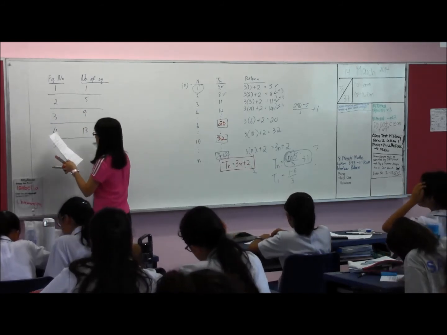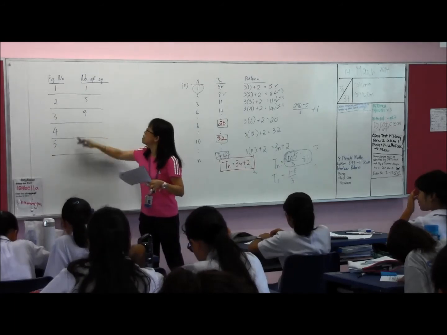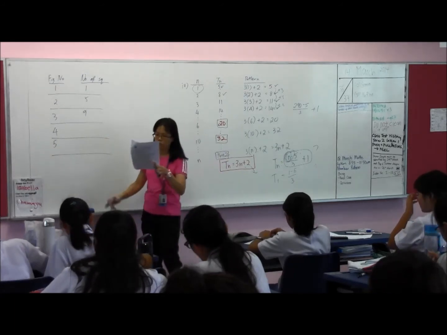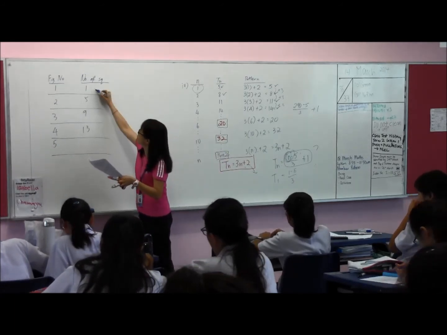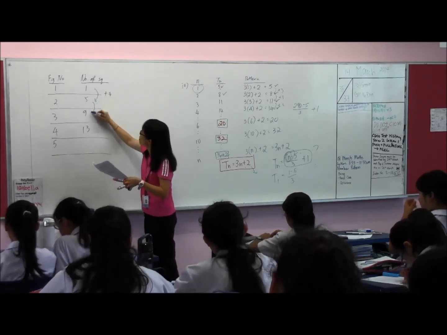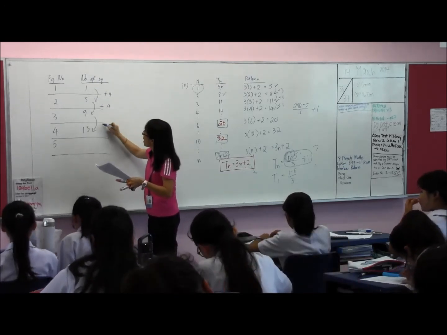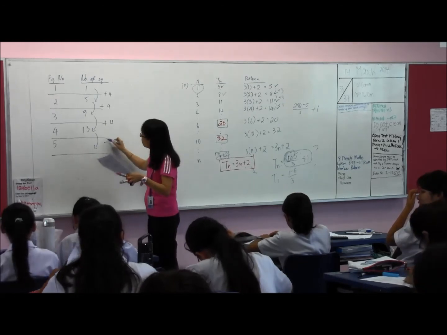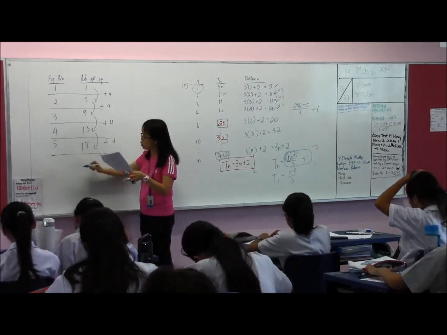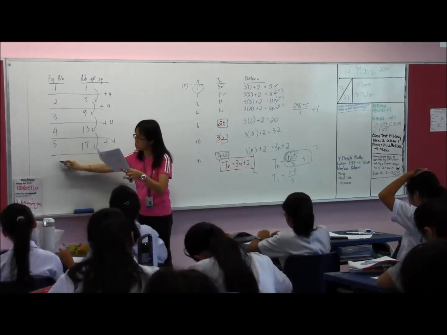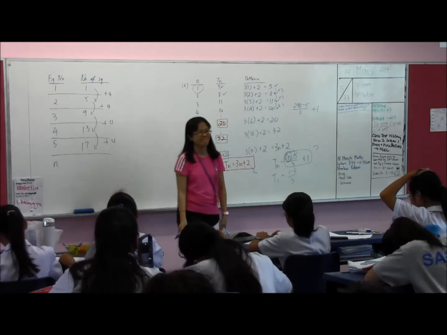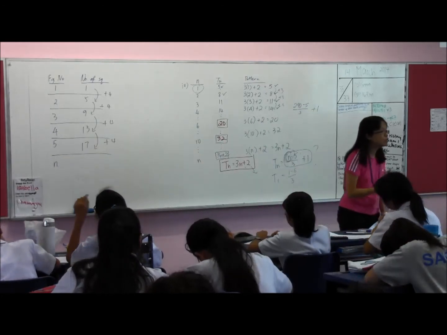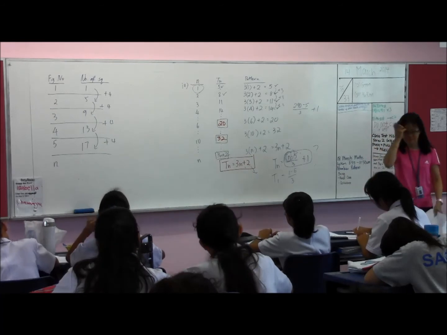How do you know it's 13 then? So you can see a pattern coming out, right? Plus 4, plus 4, plus 4. So the next one, plus 4, is 17. So I want you to add in one more, n. That means I'm asking you to find the general term.